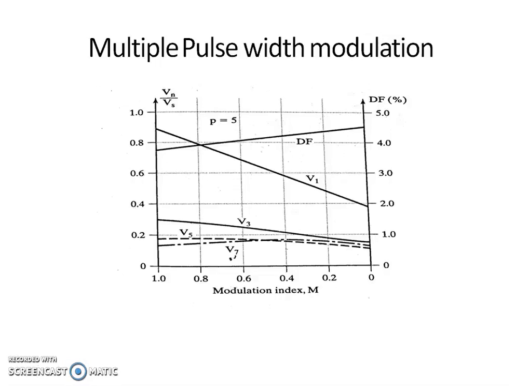Next is the frequency modulation index. The frequency modulation index is the ratio of the carrier frequency to the reference signal frequency. The reference signal frequency is the frequency of the output voltage of the inverter. The frequency modulation index is Fc divided by F0, where Fc is the frequency of the carrier signal and F0 is the output frequency, the same as the frequency of the reference signal. That is multiple pulse width modulation.